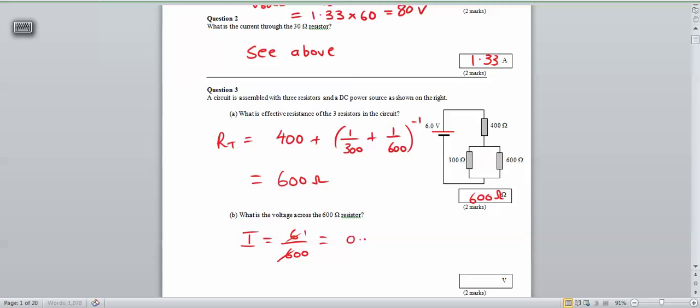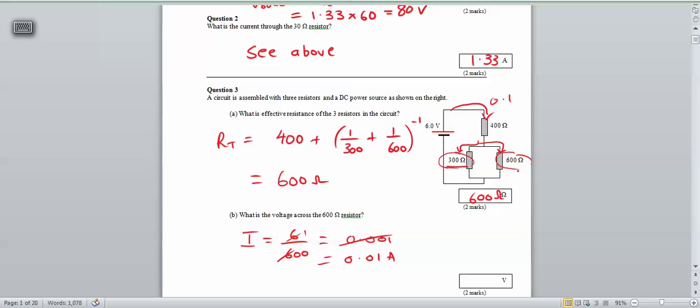Sorry, 10 milliamps, which is 0.01 amps. So we've got 0.01 amps going through here, and then the current is going to split off. More current is going to go through the lesser resistance, so we're going to have double the current going through this resistor.